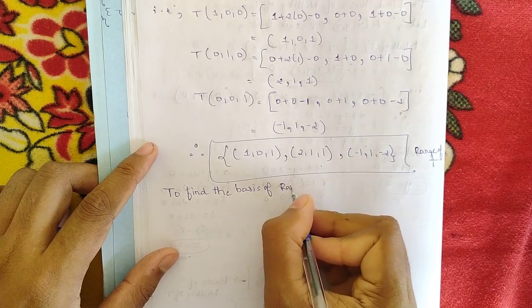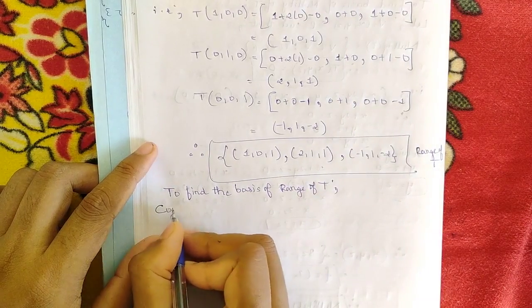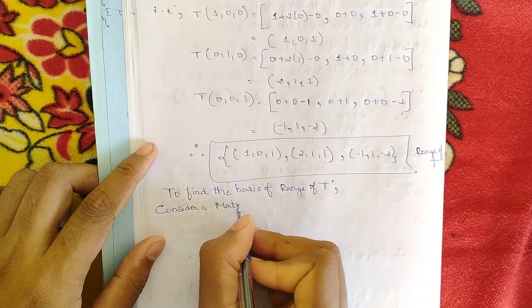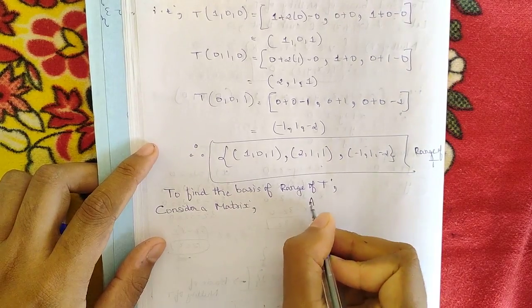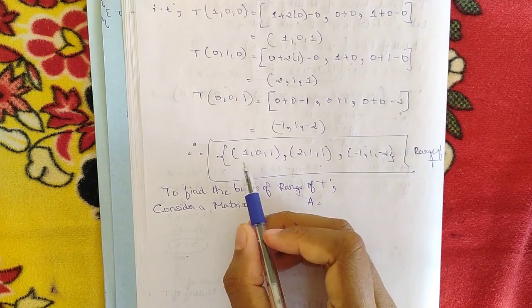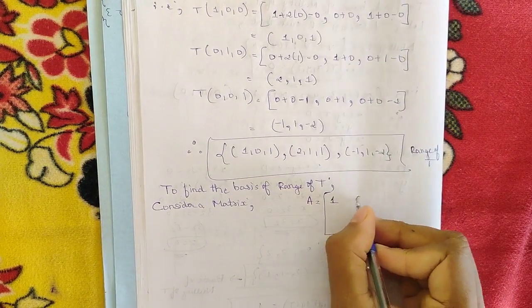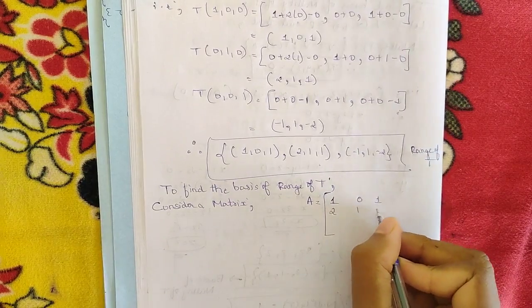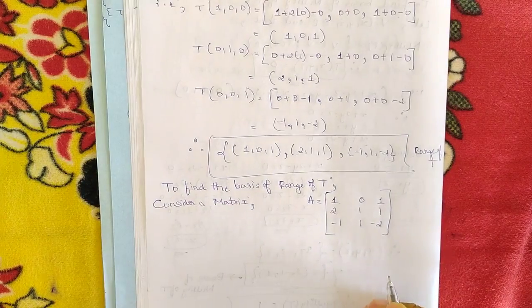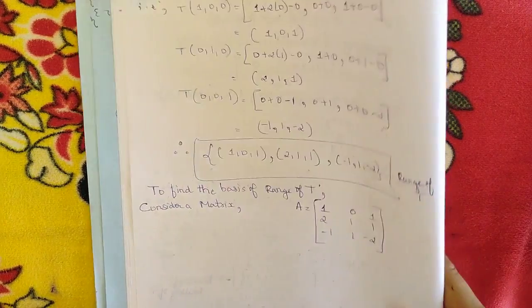of range of T. We should be considering a matrix. Consider a matrix A where the coefficients are whatever we've got here, the range of T, that is 1 0 1, 2 1 1, minus 1, 1, minus 2. Okay. Now again, to find the rank, you know the procedure, right?